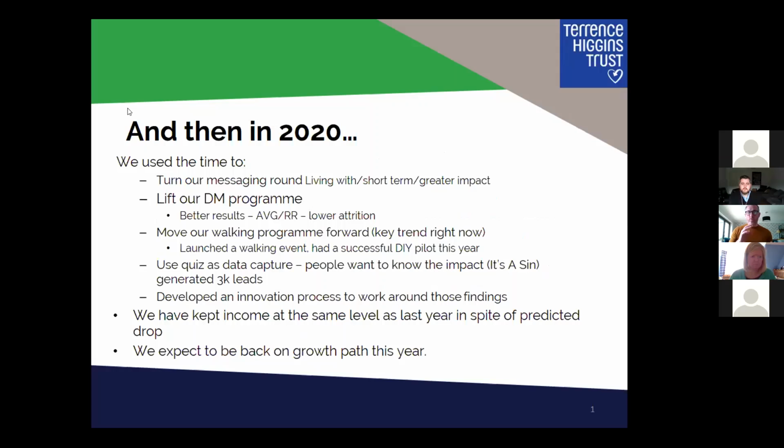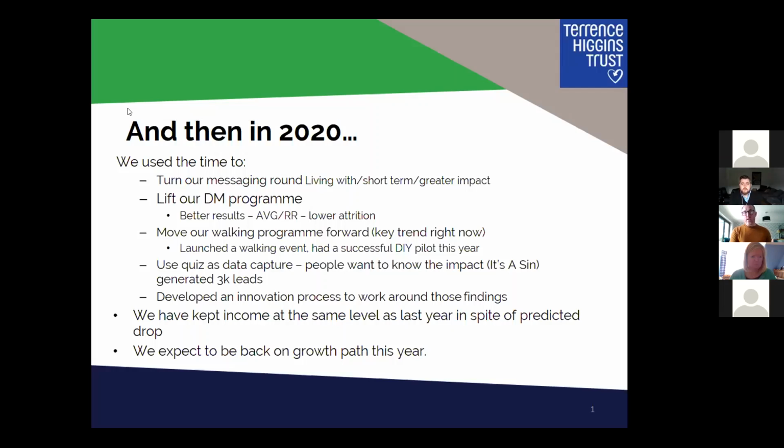So we've been really working to move forward in the interim our messaging around our DM programme, and we've been seeing way better results. So we've been getting much better average gifts and response rates. We have moved forward a walking programme, which is one of the key things that came out with a successful pilot. We know that people wanted to know more about the impact and about the history of HIV, so we had a quiz as data capture recently, which was on the back of It's a Sin, and that in the space of a couple of weeks generated about 3,000 leads for us.